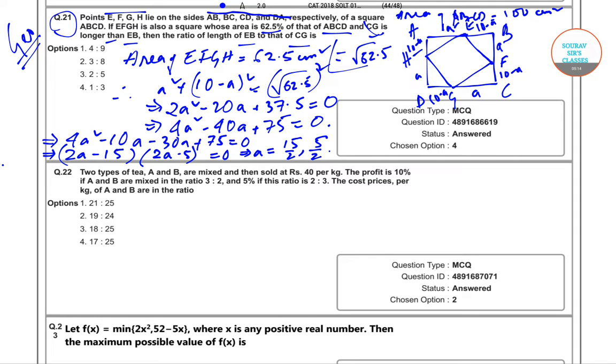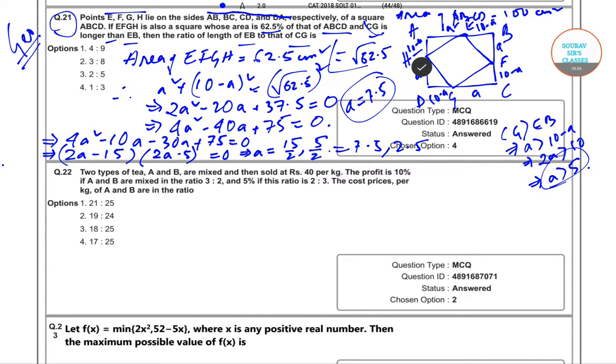Now the thing that we need to understand over here is that CG is longer than EB, so that means CG is greater than EB. Now CG is a and EB is 10 minus a, so we have twice of a is greater than 10, and that implies that a is greater than 5. Here a is equal to 7.5 or 2.5, but for our condition a must be greater than 5, so a must be equal to 7.5 centimeter. So therefore EB is 2.5, and CG is therefore 7.5.